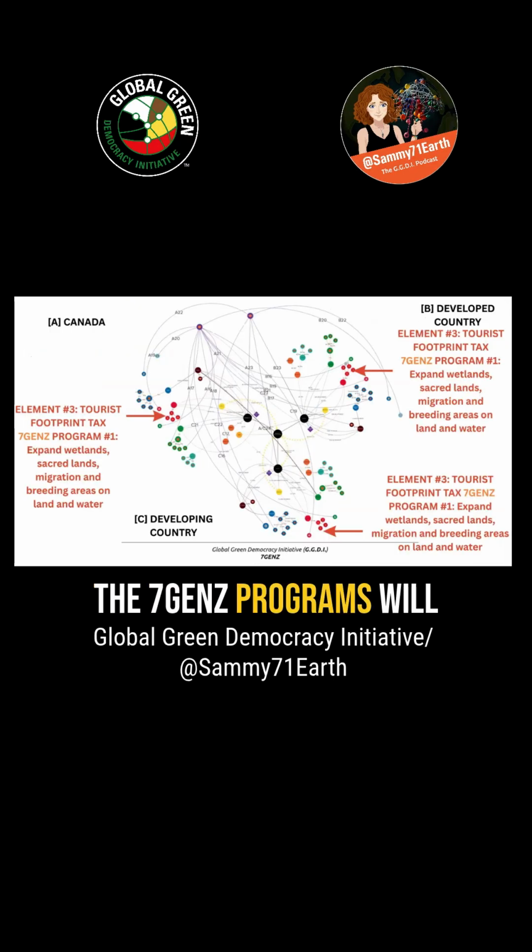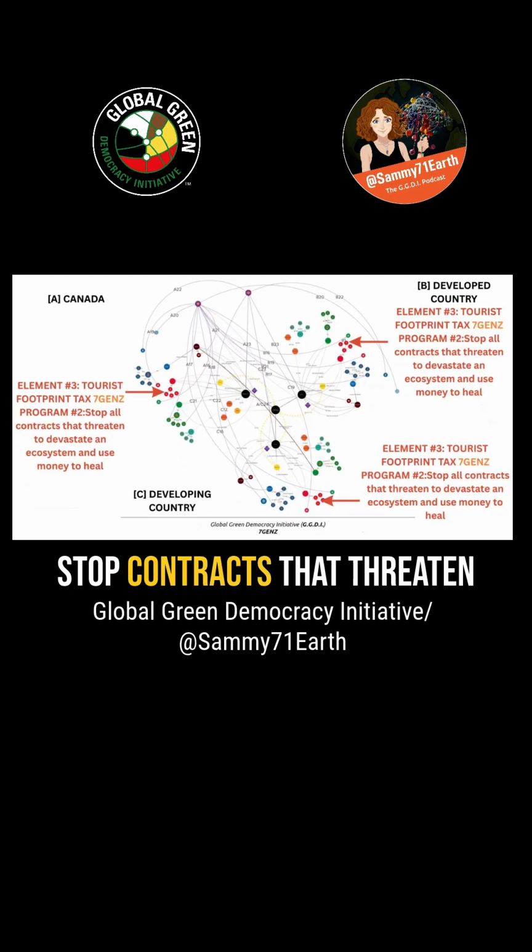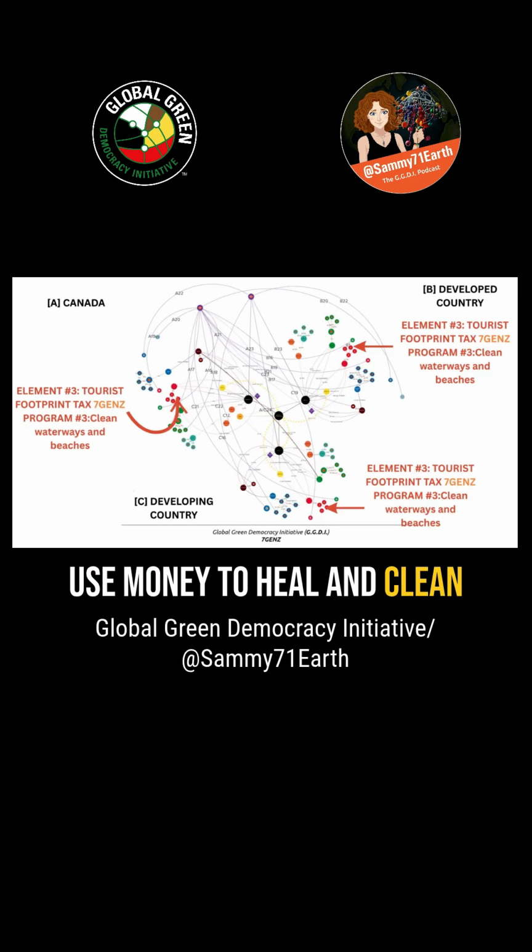The 7Gen programs will be to expand wetlands and sacred lands and migration, stop contracts that threaten to devastate ecosystems, and use money to heal and clean waterways and beaches. It is important for travelers to take care of the countries they visit, but it is our responsibility to become the stewards of this world that we were always supposed to be.